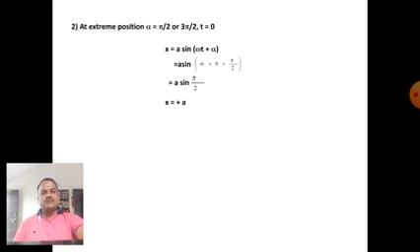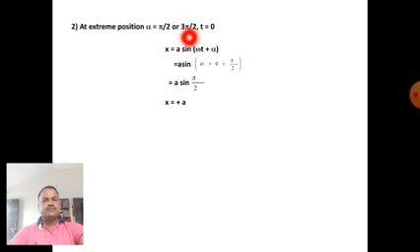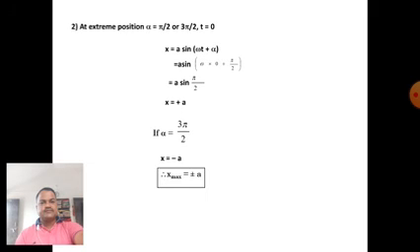If we put the value of alpha is equal to 3 pi by 2 in this equation, then x becomes minus a, because sin 3 pi by 2 is nothing but minus 1. So therefore x is equal to plus a if we put alpha is equal to pi by 2, and x is equal to minus a if we put alpha is equal to 3 pi by 2. It means that at extreme position displacement is maximum.